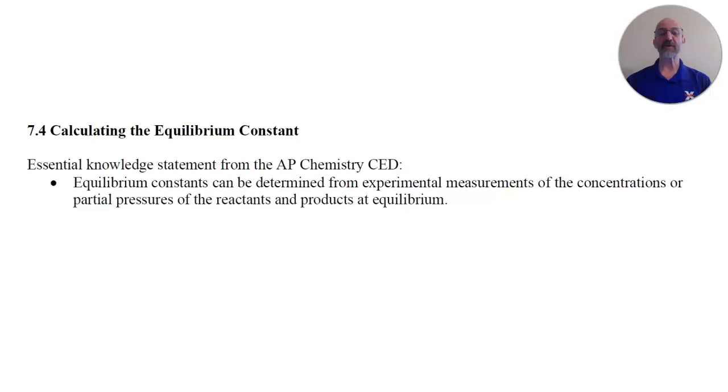Now let's move on to the review for topic 7.4, calculating the equilibrium constant. Here is an essential knowledge statement from the AP Chemistry course and exam description. Equilibrium constants can be determined from experimental measurements of the concentrations or partial pressures of the reactants and products at equilibrium. And now let's move on to the practice for topic 7.4.